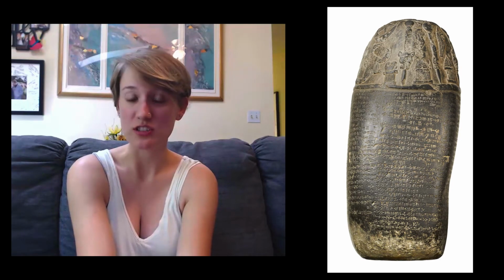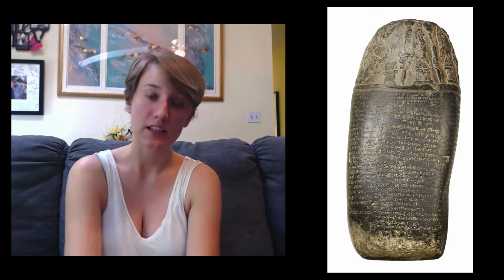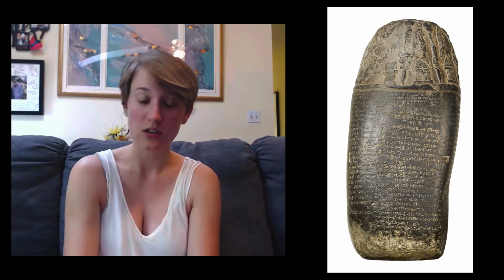So a Kudurru was a large stone, usually in the region of 50 centimeters tall, that contained inscriptions involving land grants. They first appear in the Middle Babylonian or Kassite period, which is 1595 to 1155 BCE, a period of time in which southern Mesopotamia is ruled by an outside group known as the Kassites, who came to power after the fall of the first dynasty of Babylon. They're generally restricted to southern Mesopotamia, which makes them a regional phenomenon.